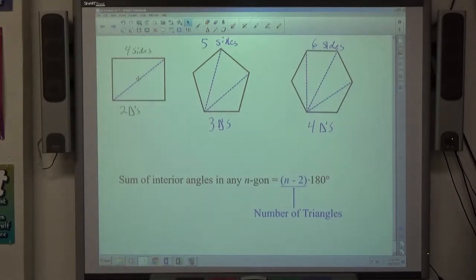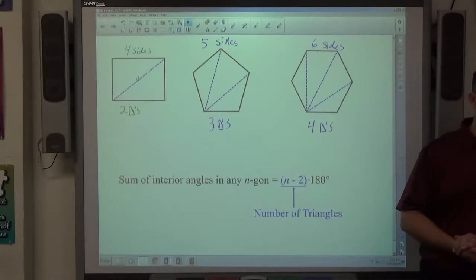So if it has 7 sides, you'll be multiplying 5 times 180. 900. 8 sides, 6 times 180, 1080, and so on. All right. So just like that, if you know how many sides there are, you can immediately tell me how many degrees within that figure by that rule.